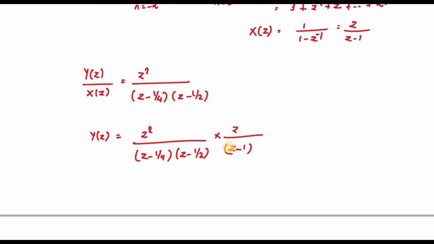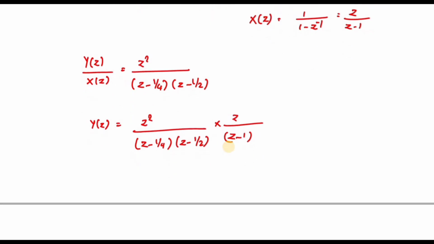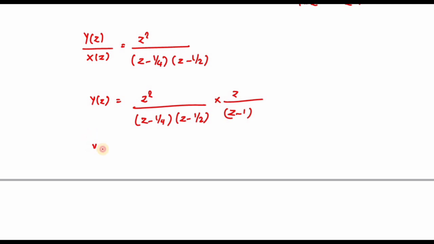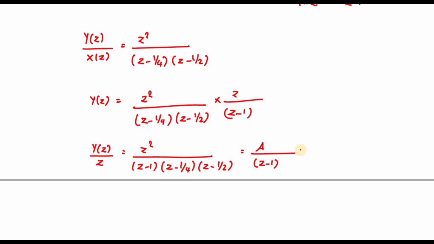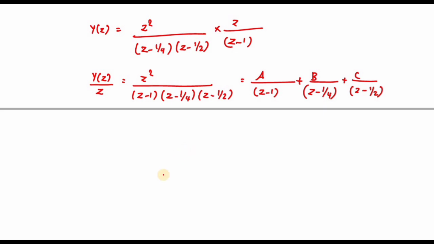So again I can take the partial fraction, right? So I can write Y of z divided by z is equal to z square divided by z minus 1, z minus 1 by 4, z minus 1 by 2. So this I can write as A divided by z minus 1 plus B divided by z minus 1 by 4 plus C divided by z minus 1 by 2. Okay. So again I am going to take the partial fraction.